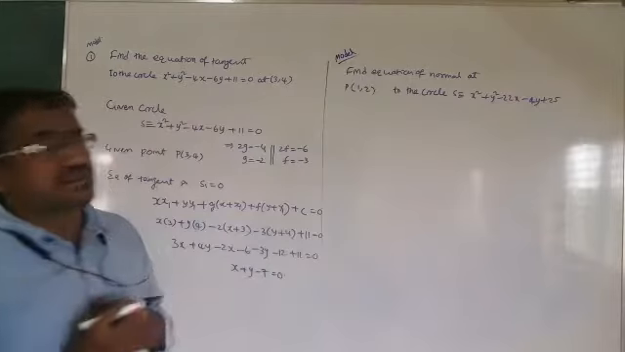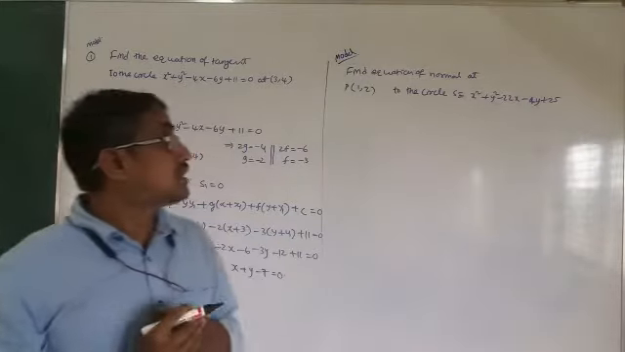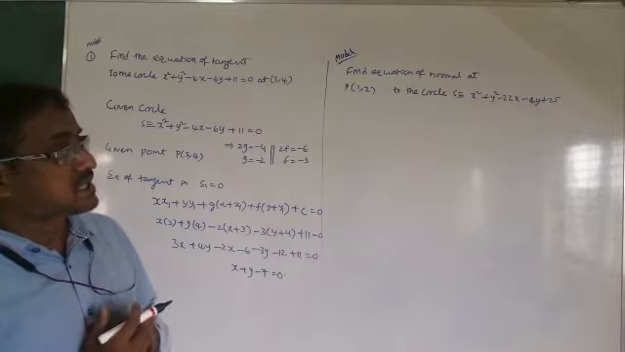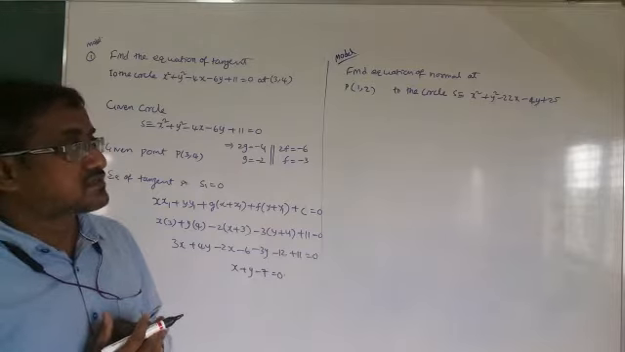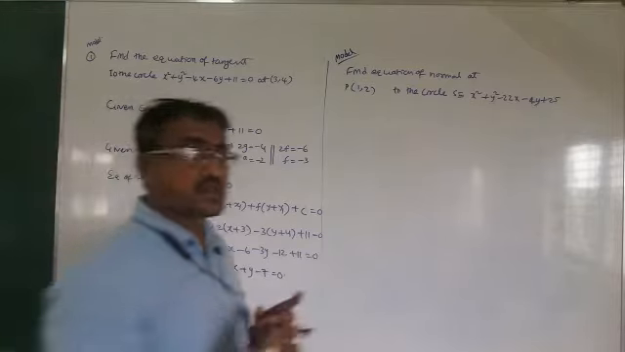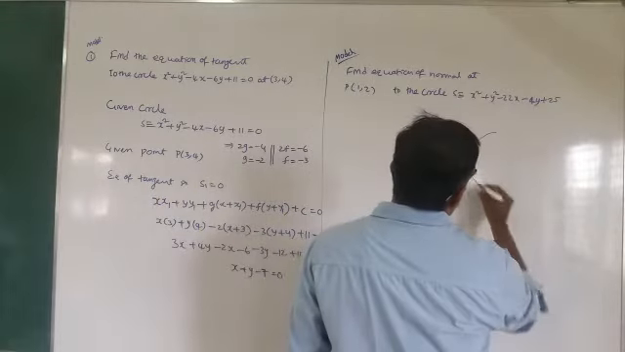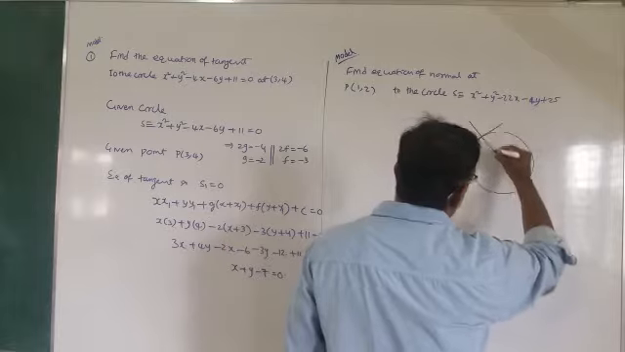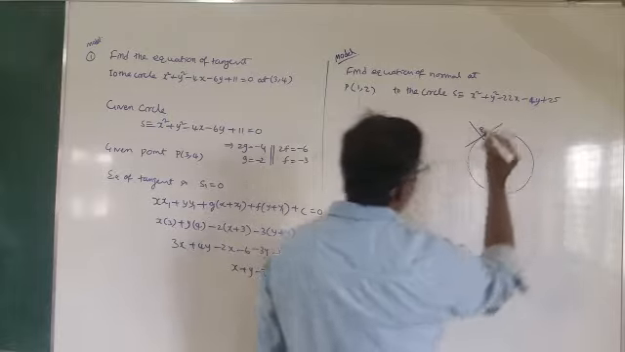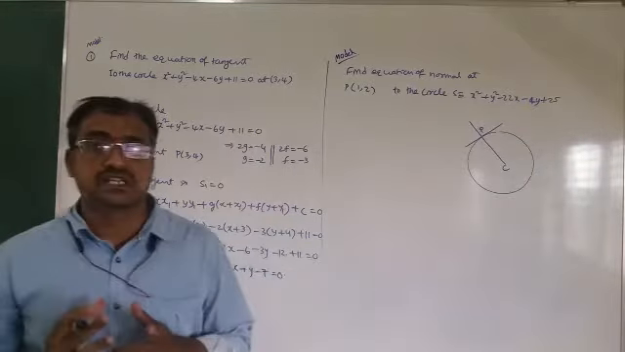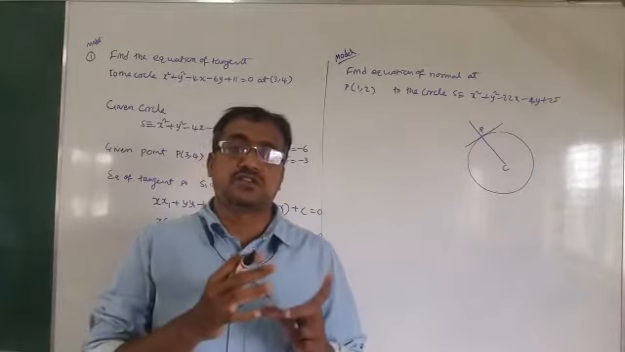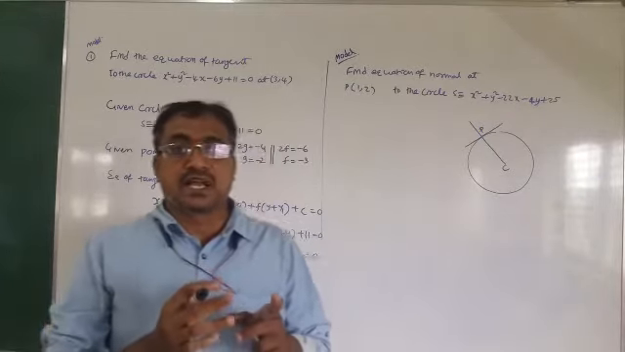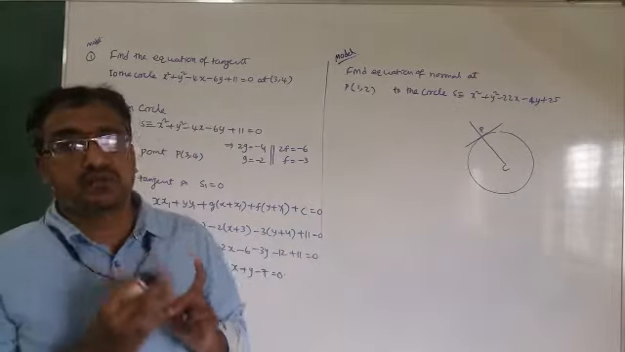Find the equation of normal at 1, 2 to the circle x square plus y square minus 22x minus 4y plus 25 equal to 0. Now we know that normal passes through the center of the circle. Normal always passes through the center of the circle. So you just need to find the equation of the line passing through C and P.